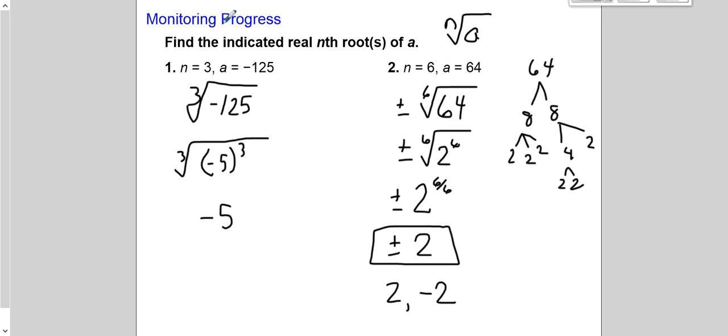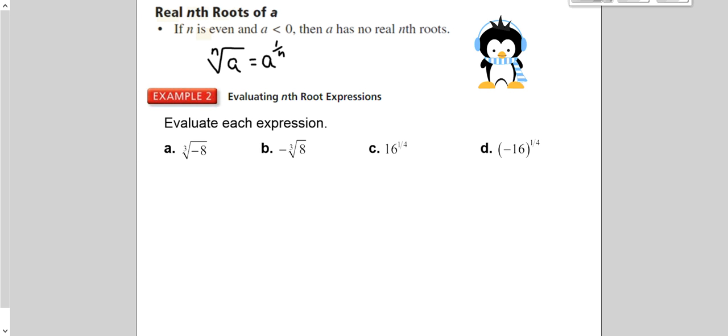Remember, you can find these monitoring progress problems in your ebook. If n is even and a is less than 0, then a has no real nth roots. That's going to come up in one of these examples. So if we are taking a square root or a 4th root of a negative number, there is no real nth roots, so no real answer, no real solution.